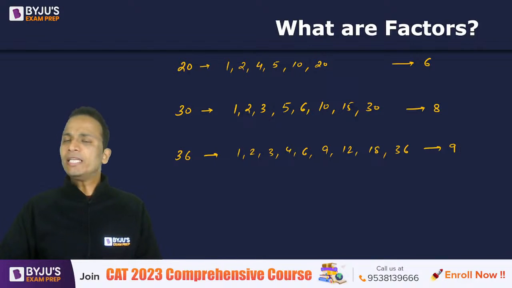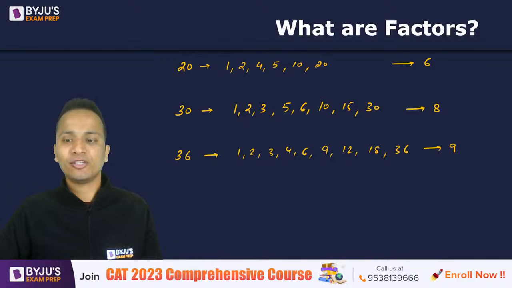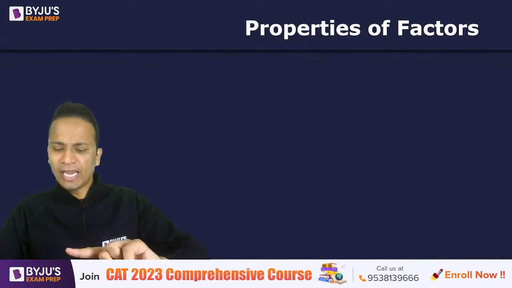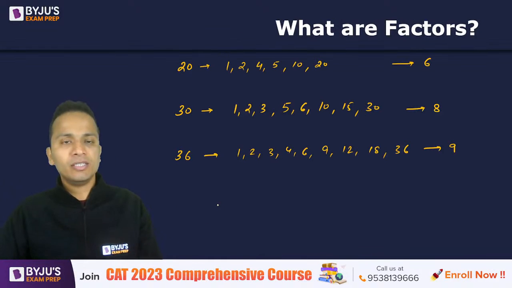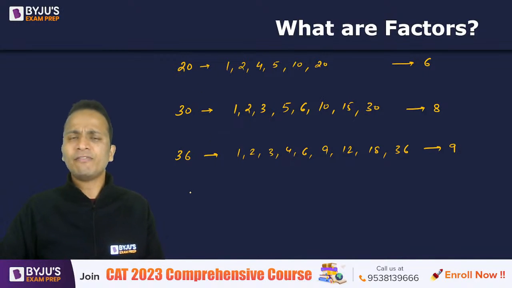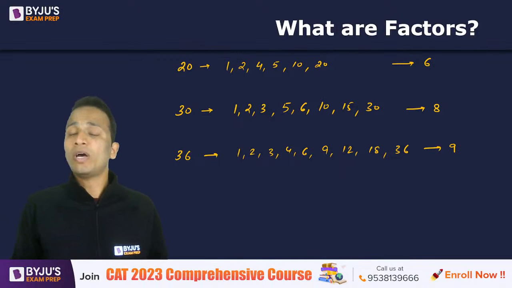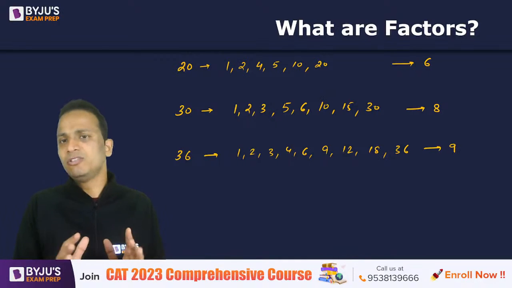Okay. Now let's understand some of the properties related to the number of factors of any number. I would like to go back to these numbers 20, 30, and 36. First thing that we have already noticed is that every number will have a finite number of factors. One will be the factor of every number. The number itself will be the factor of the number. All right, so these are some basic properties related to the factors.